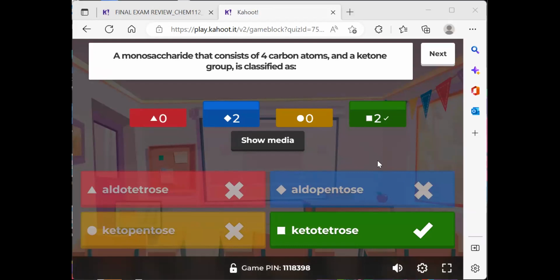Remember that if it says ketone, it is going to have a keto prefix, okay? And then 4 carbons is tetros, not pentos.